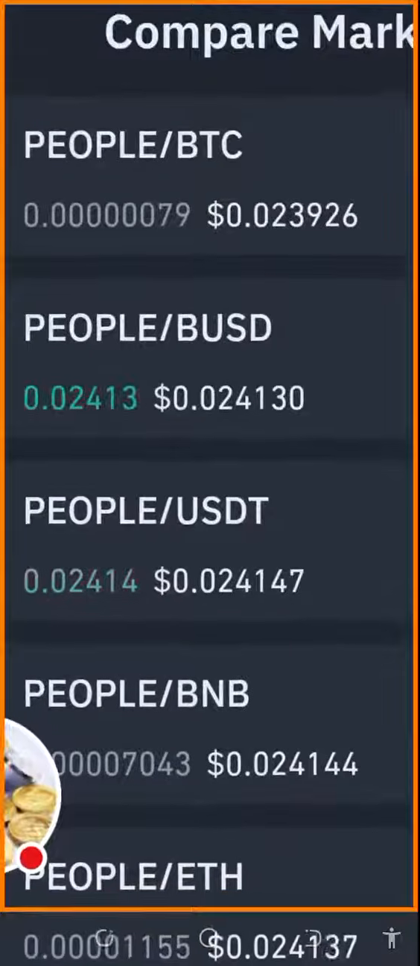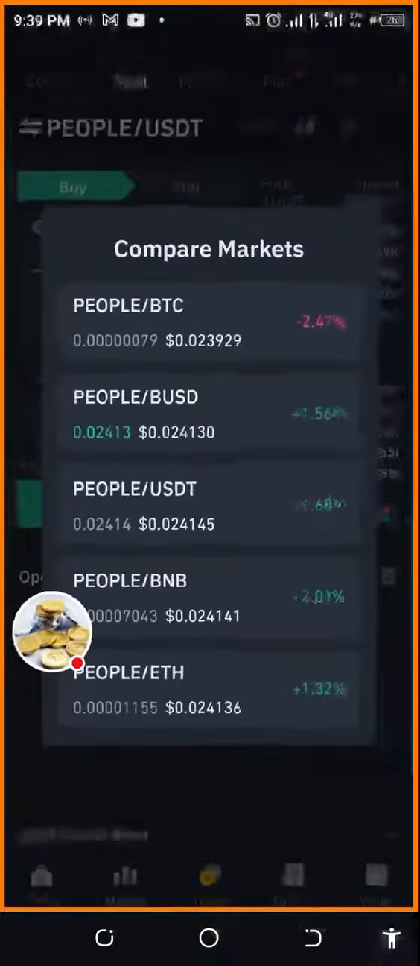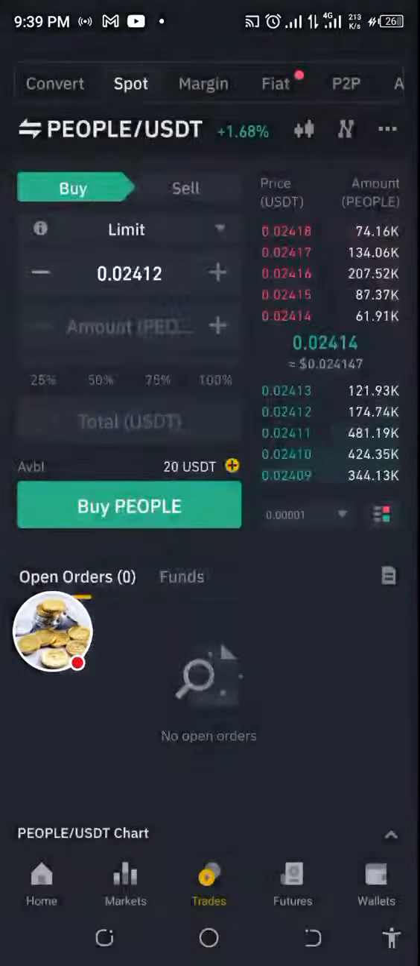This is 2-4. BTC 2-3. It's nothing much. Nothing much. I'm not even going to be able to do this. The prices are too close.